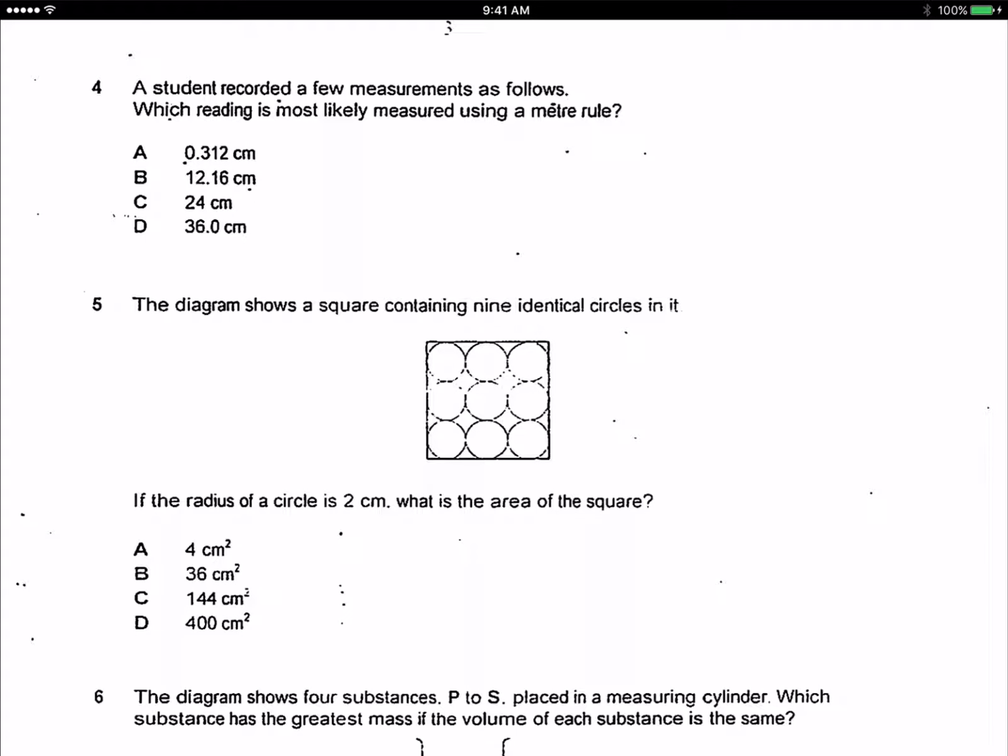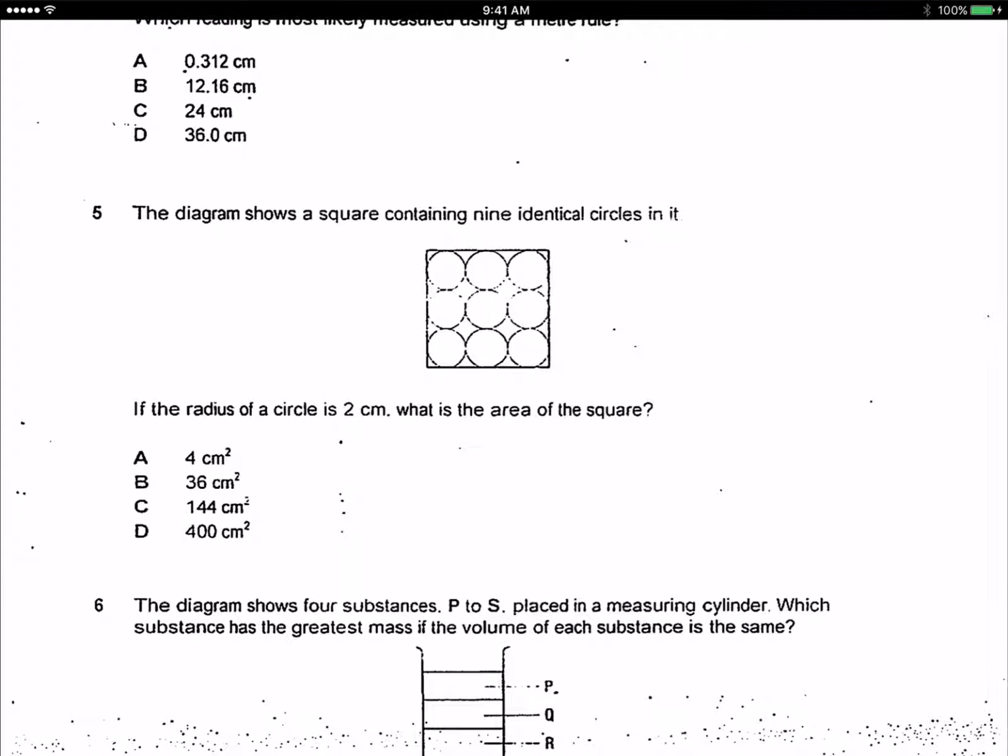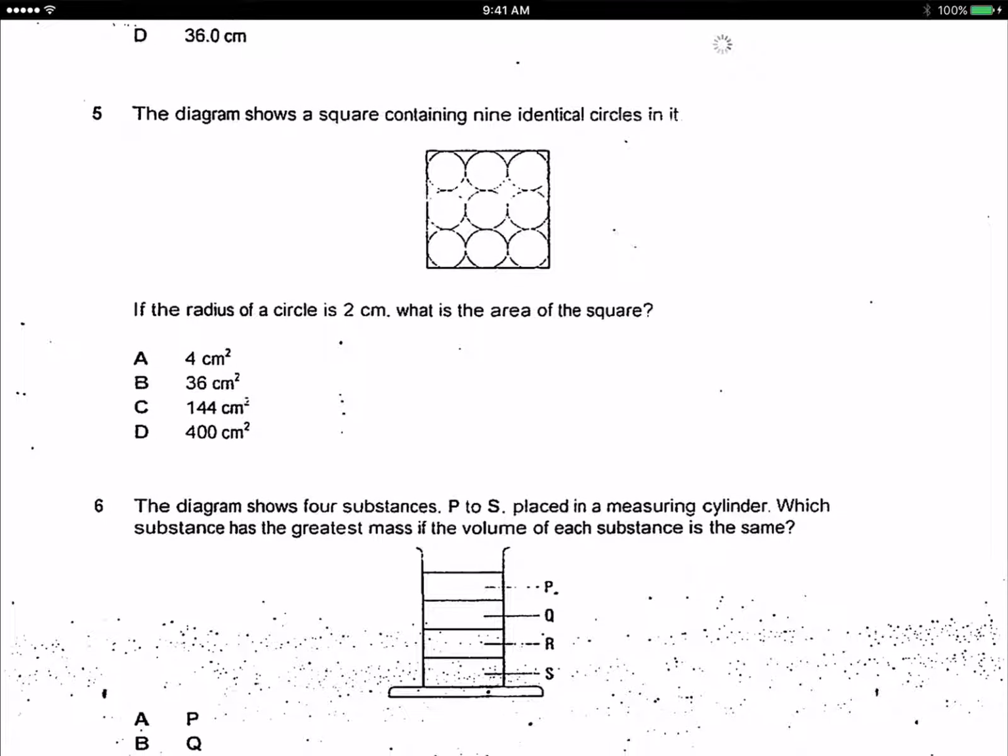4, any problem? Meter rule? I don't think I need question 4D, because I haven't learned yet, right? Radius, what's the area of the square? This is just simple math. You know the radius is 2, so how many radius are there across? No, the radius is 2, so what is across is 4, so one circle is 4, so 3 of them is 12. Yeah, 12 times 12 is 144.